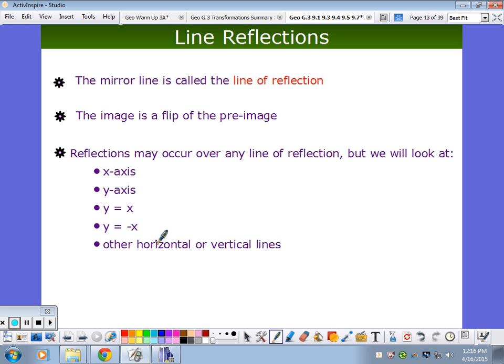For our purposes, we're going to be talking about reflections over the x-axis, the y-axis, over the line y equals x, which if you recall, that line looks like this. There are reflections over the line y equals negative x, that looks like that. And we're also going to look at any other horizontal line or any other vertical line in the plane. Those are the reflections we're going to look at, but you can have reflections anywhere.